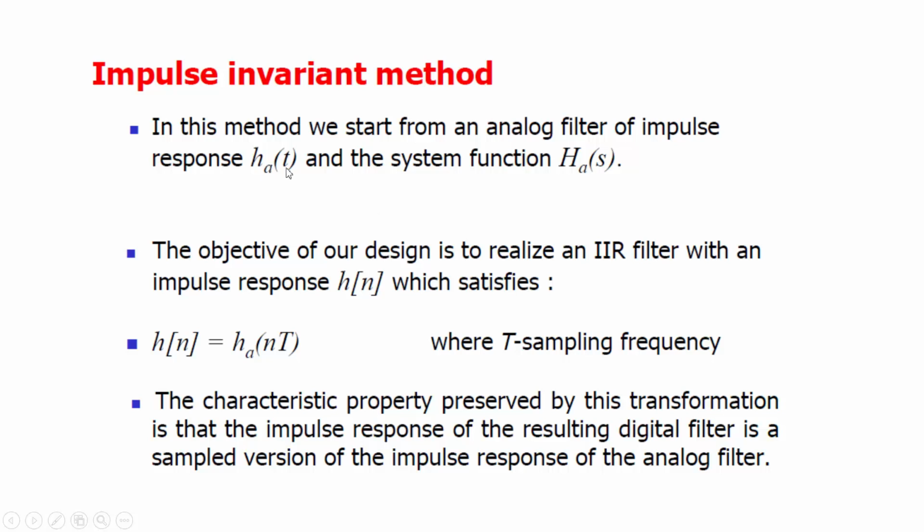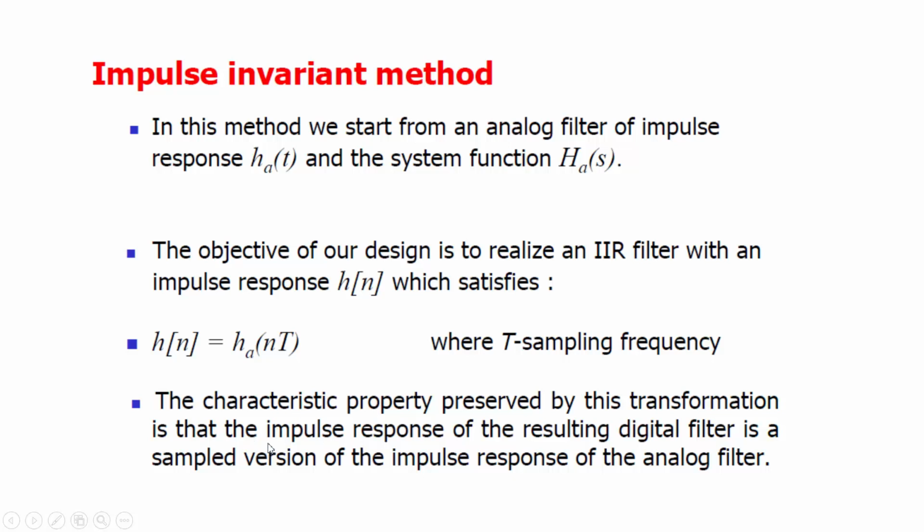So let us assume that now we have h_a(t). From this h_a(t), we have to get h(n), which is the discrete form of this signal after sampling. How can we achieve that? We have to replace t with nT, where T is the sampling period. So the objective of our design is to realize an IIR filter with an impulse response h(n), which satisfies h(n) equal to h_a(nT), that means t is being replaced with nT. The characteristic property preserved by this transformation is the impulse response; this is very important in the case of the impulse invariant method.